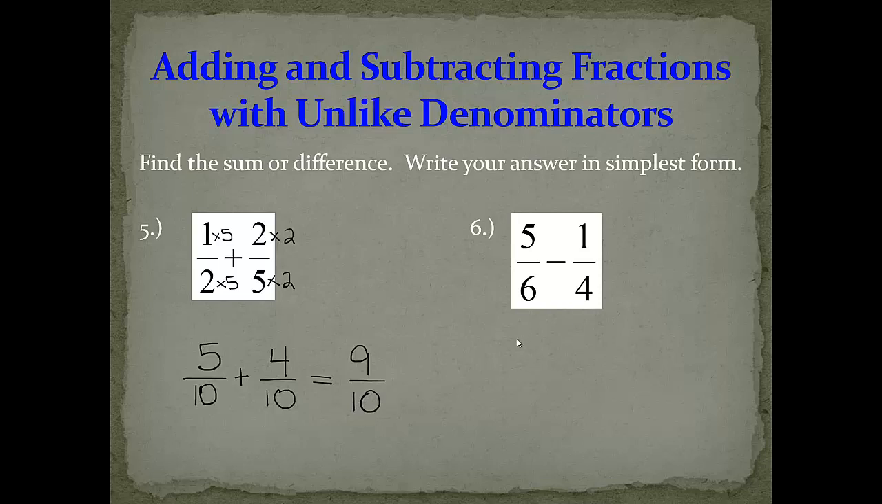And now for number 6, we have 5/6 minus 1/4. If we look at our denominators, we have a 6 and a 4. They are different. So we need to figure out the least common denominator, which would be our least common multiple of 6 and 4. Our least common multiple would be 12.